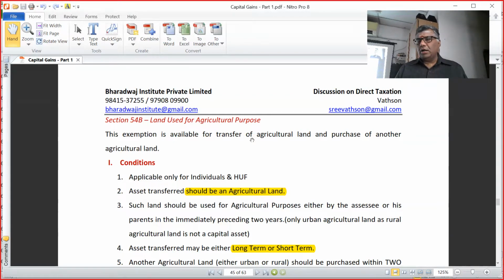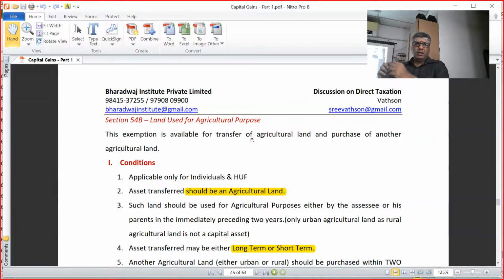And there is one extra condition: the assessee should not own more than one house property on the date of making this investment. Okay, so 0 to 1 claim, 1 to 2 claim. If you already have two house properties, no more 54F for you.